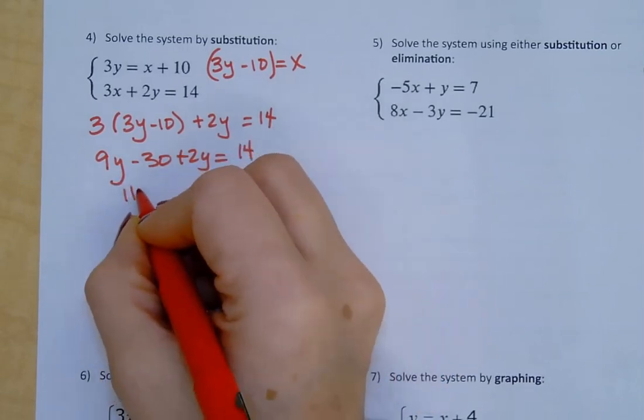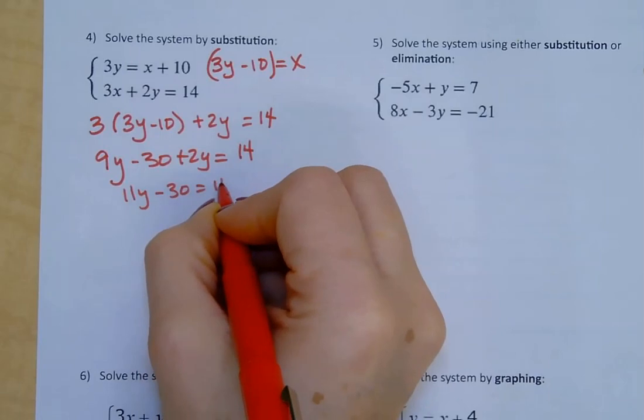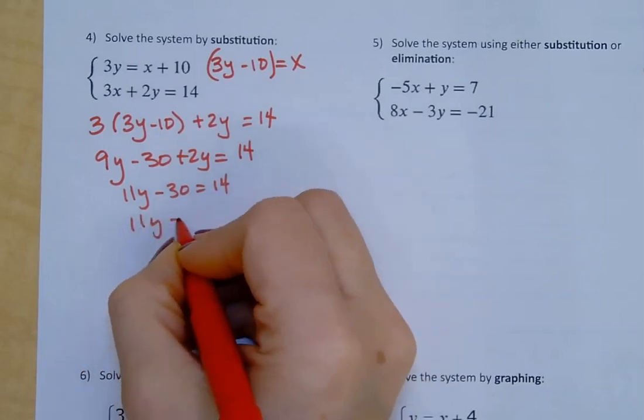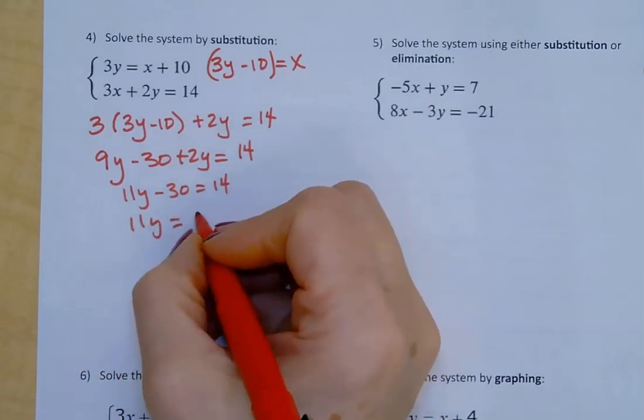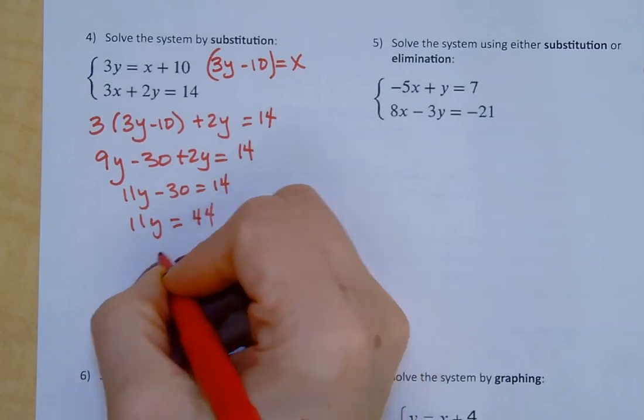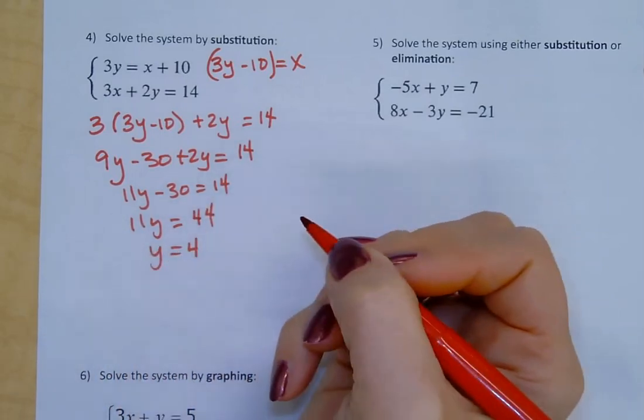And so I have 11y minus 30 equals 14. 11y equals, I'm going to add 30 to each side, so I have 44, and y equals 4.